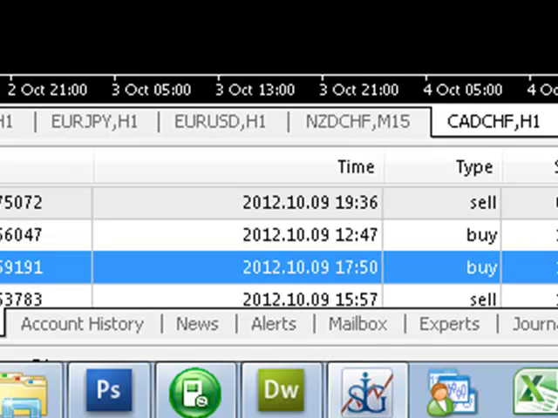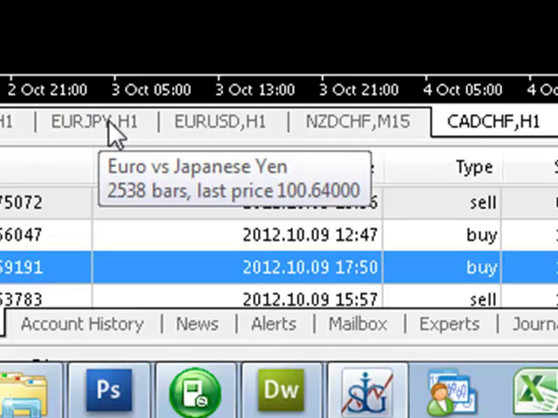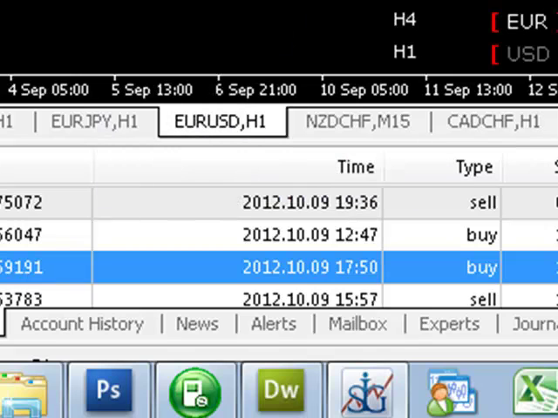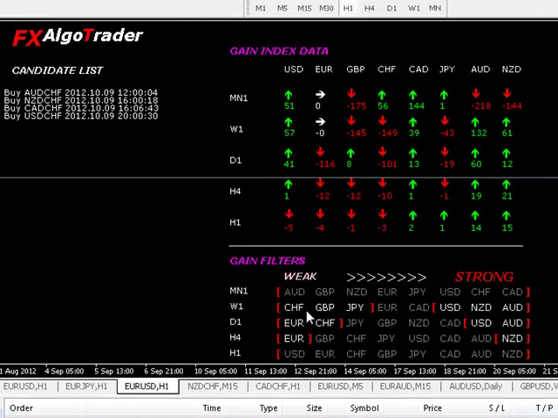Basically, what happened was I took this trading decision based upon index data. And I have a product here called Orion, which is an index gain analyzer. A few hours ago, Swiss franc was very weak, and the Canadian dollar was particularly strong on the day.